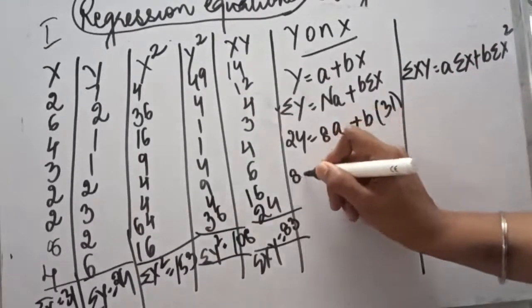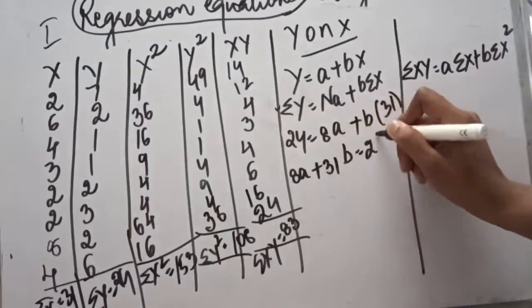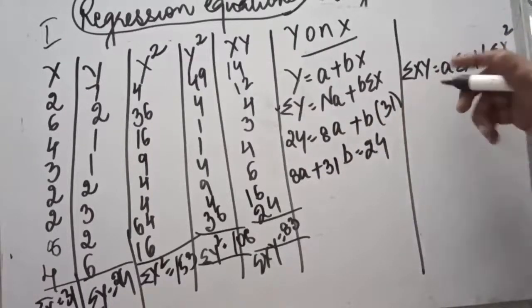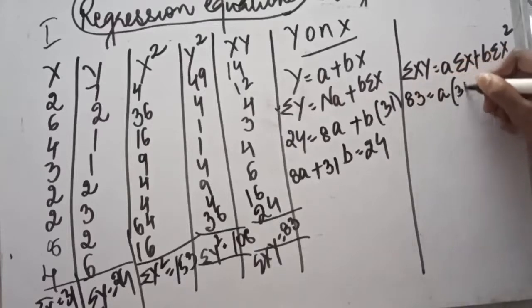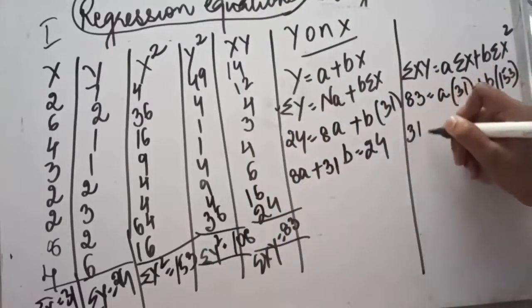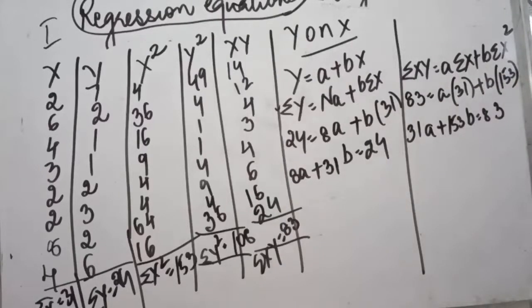Again we will create the equation 8a plus 31b is equal to 24. This is the first equation. Second equation, putting the values, this was 83 is equal to a sigma x, which is 31, plus b sigma x square. This you can see we have calculated as 153. So from here again we can create the equation 31a plus 153b is equal to 83. So this is our second equation.